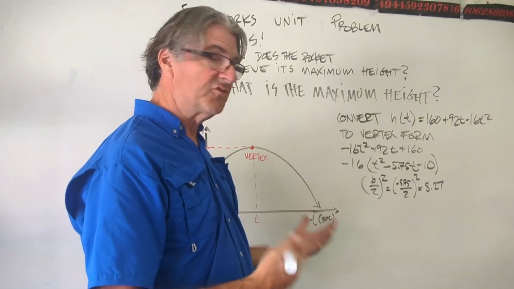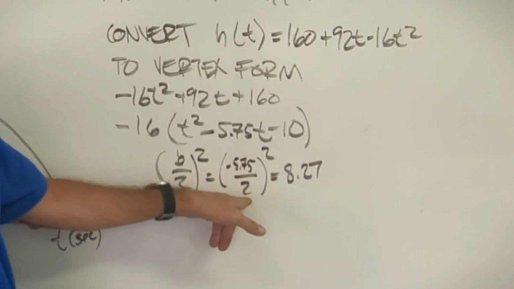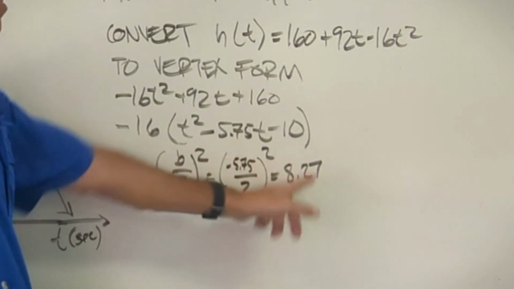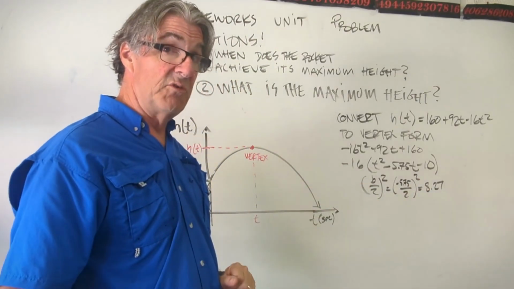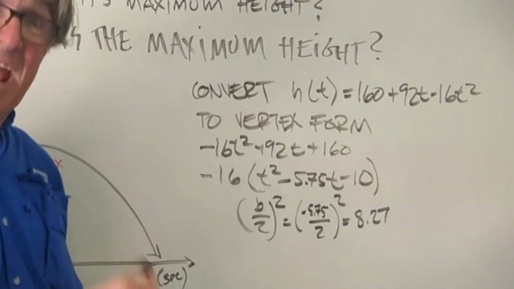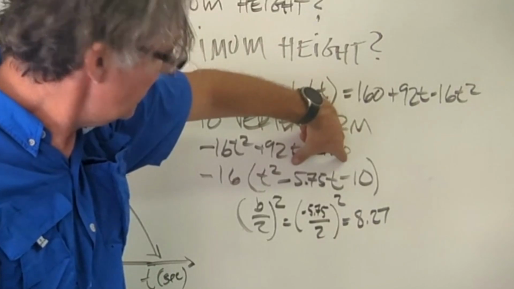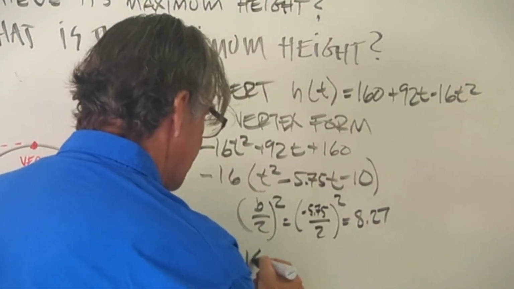Okay, fairly straightforward calculation. I just plugged in my negative 5.75, divided it by 2, and then squared it, which gives us a positive 8.27. So there's my b over 2 squared. Now, here's the tricky bit. I'm going to add and subtract it to this expression inside the parentheses. So watch. My negative 16 is along for the ride.